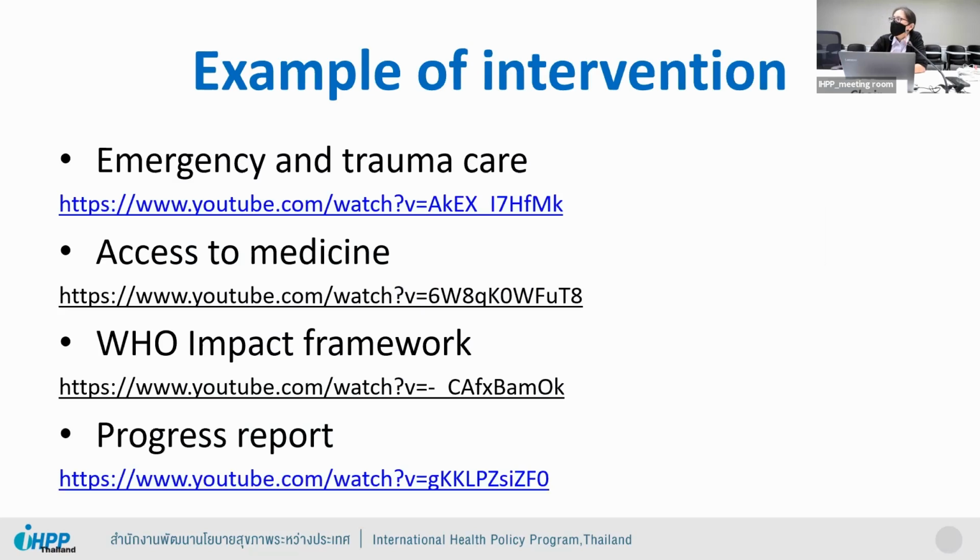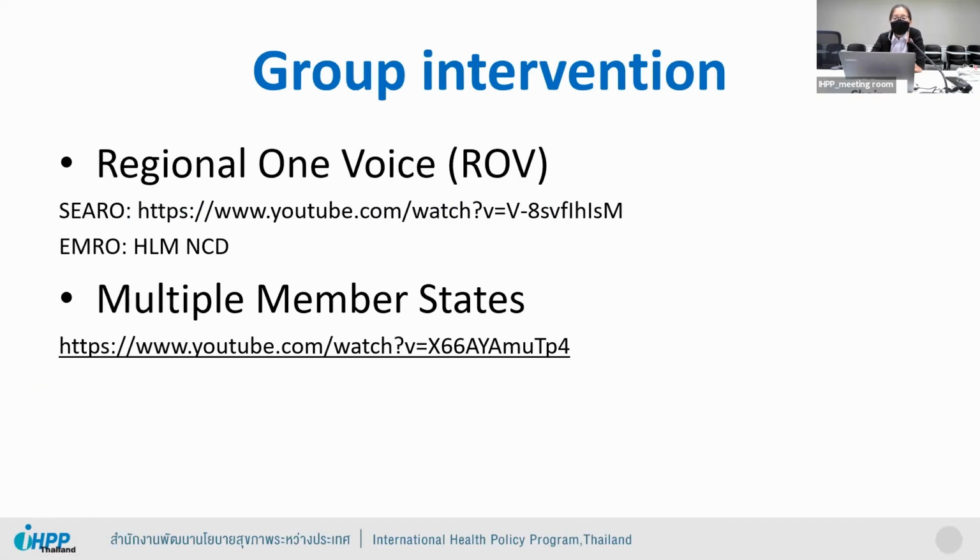So I have some examples of interventions made by Thai delegates. All the examples that you have seen are member state interventions, or single state interventions. There is another type of intervention, which is a group intervention. For example, by region, we call that regional one voice. For the Southeast Asia region, we usually have an agreement or consultation among the member states within the region on which agenda will have the regional one voice.